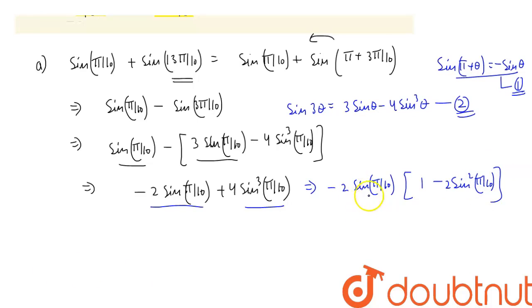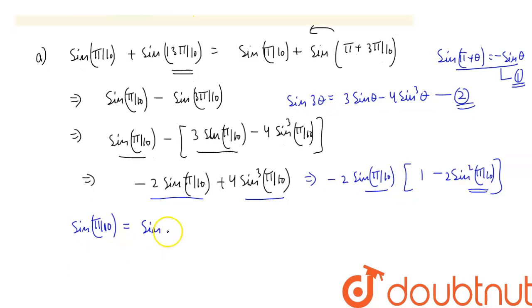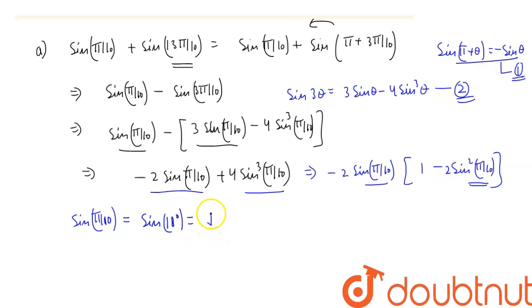Now for solving this question ahead, we are going to consider the value of sine pi by 10, because it is reoccurring again and again. We know that sine of pi by 10 would be equal to, with pi as 180, 180 by 10, that is 18. So we have the sine of 18 degrees, and we know the value of sine of 18 degrees, that is under root of 5 minus 1 by 4.